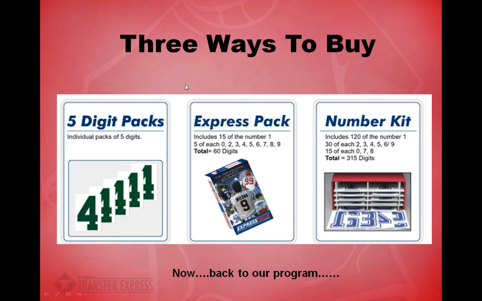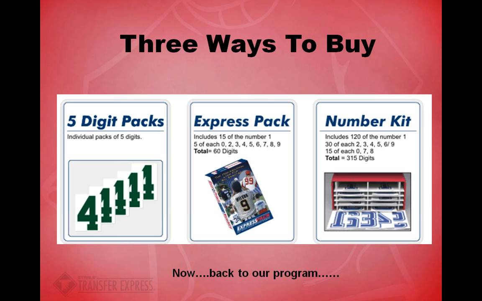The second way of ordering is what we call express packs. Some companies will also refer to these as team packs. The express pack will include 15 of the number 1, and then 5 of every other digit, 0 through 9. Essentially, you'll get 60 digits total, and it's enough to generally number one whole team. Again, it's going to completely depend on what numbers your team has chosen. Specifically, if you have a team that's gone 1 to 15, then the express pack will be quite useful.